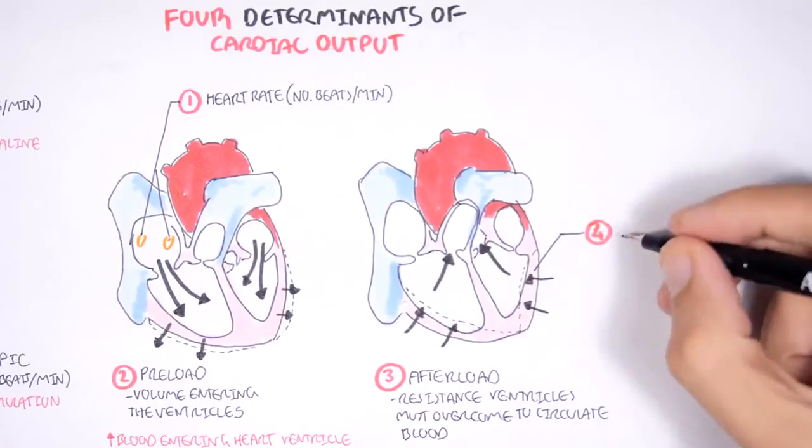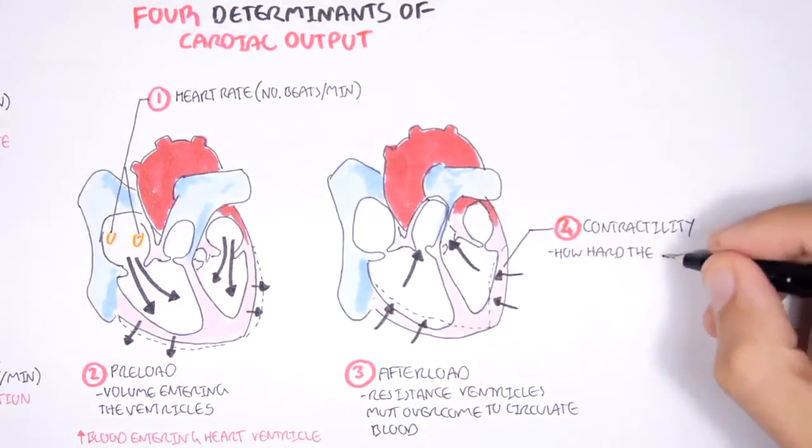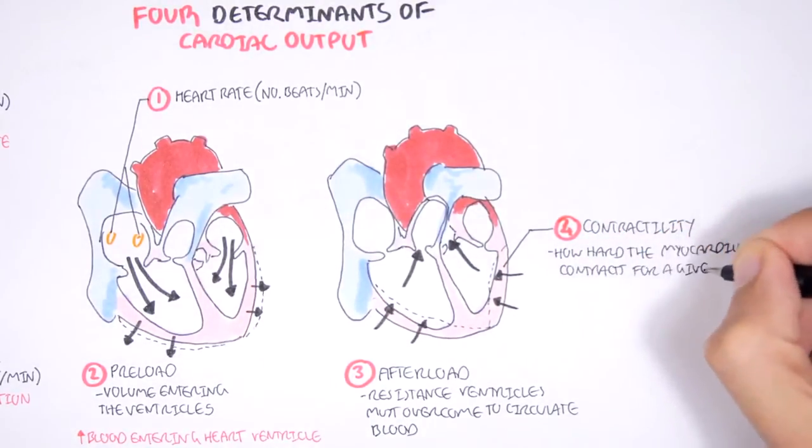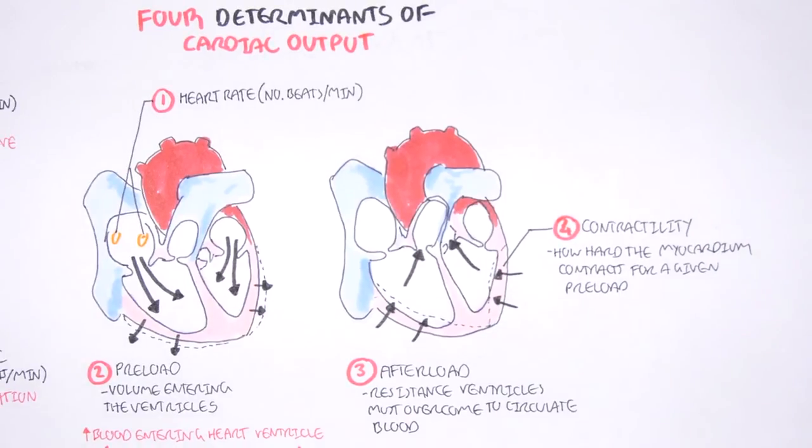The fourth and final determinant of cardiac output is contractility. Now, contractility is to do with the cardiac muscle cells itself, and this is pretty straightforward. Contractility is how hard the myocardium contracts for a given preload. It is basically how hard the heart muscles contract to pump blood out of the heart. An increase in contractility means an increase in cardiac output, and a decrease in contractility means a decrease in cardiac output. It's quite straightforward.